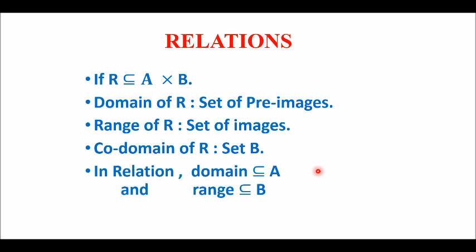Usually in a relation, the domain is a subset of A and the range is a subset of B. It usually happens. Sometimes they could be equal also. That is why we are using the equal sign. But usually the domain is a subset of A and the range is a subset of B.